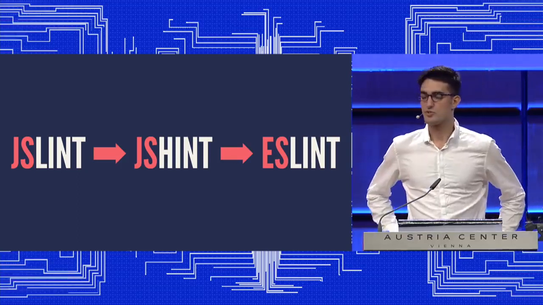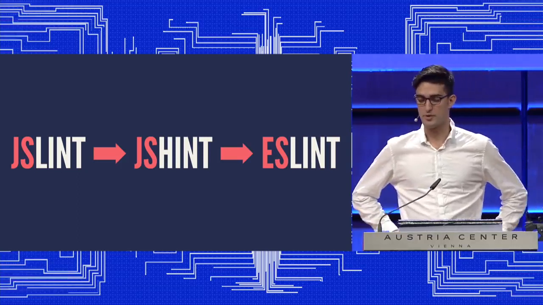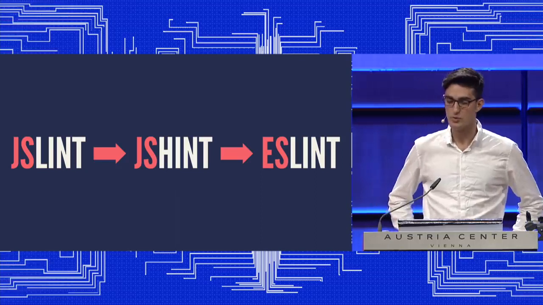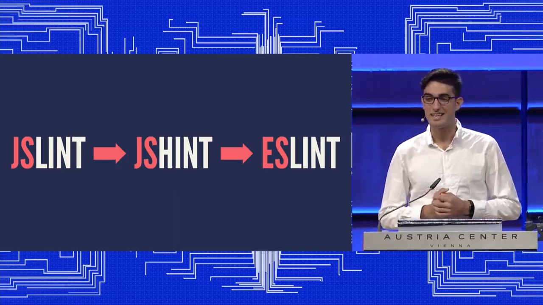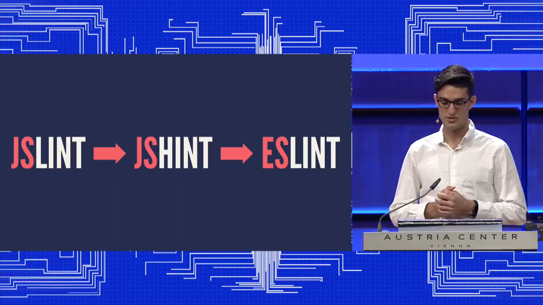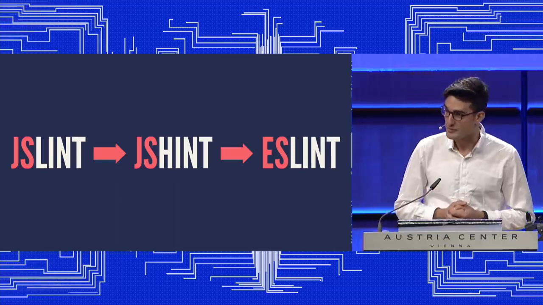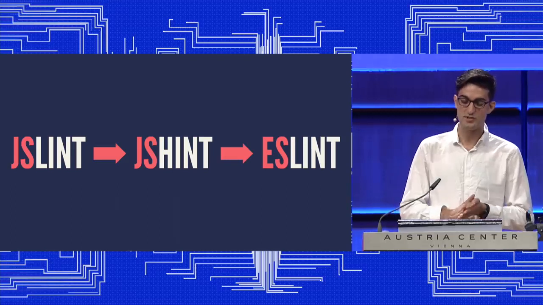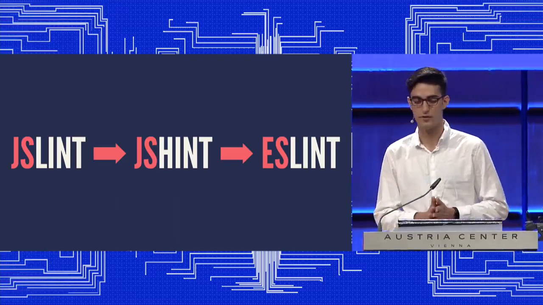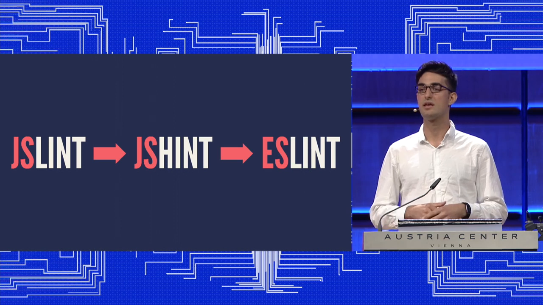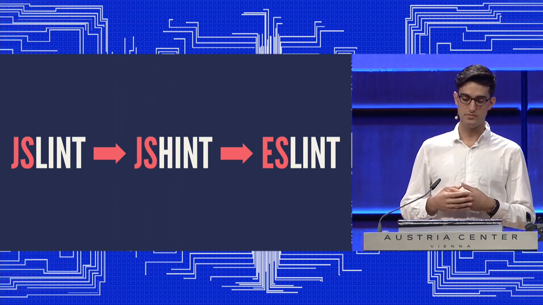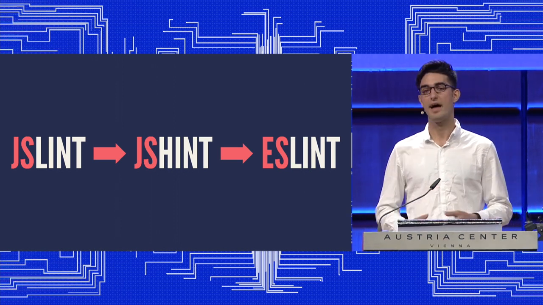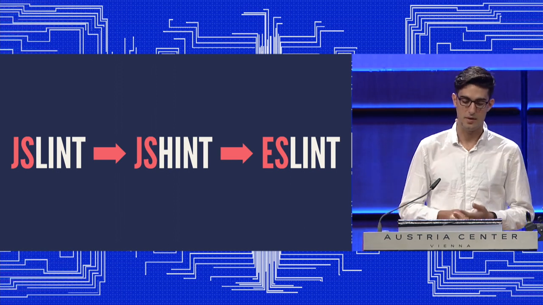So a little history. JSLint was the original JavaScript linter. It was created by Douglas Crockford in 2002. That's like 16 years ago at this point, which, in JavaScript years, is like 100 years. Then JSHint came out in 2010, offering more configurability and more rules, and so a lot of people switched to that for the additional configurability.